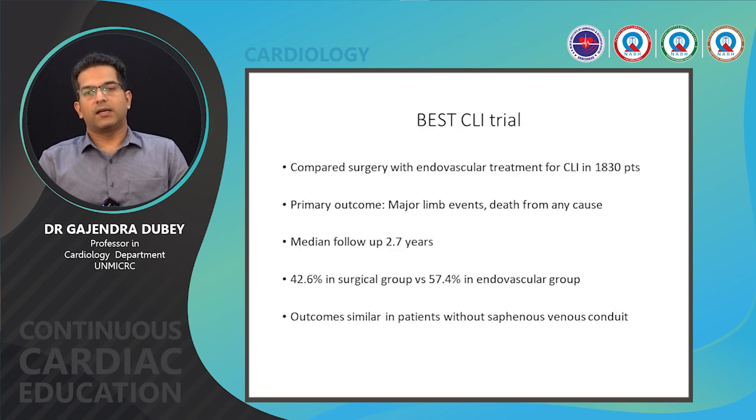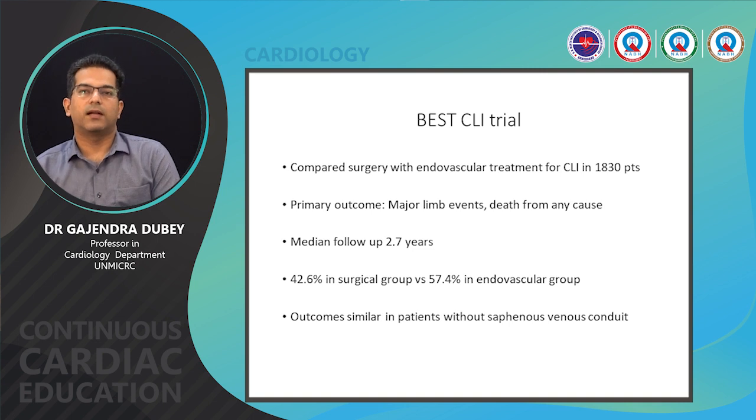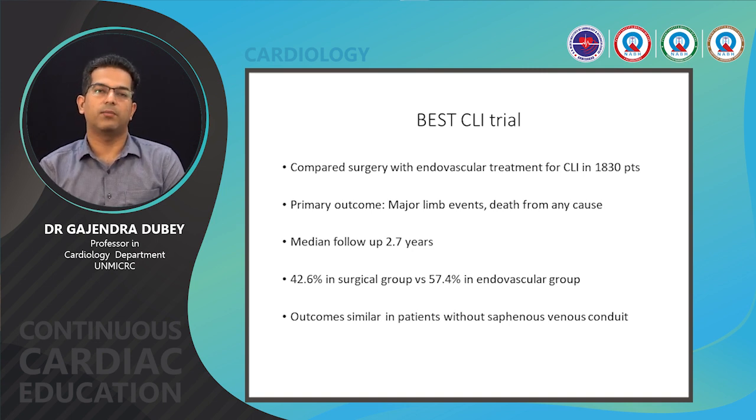So what is the evidence regarding endovascular intervention for CLI? The best or the largest evidence was from the BEST-CLI trial. It was a randomized controlled trial published in the New England Journal of Medicine. So it compared surgery with endovascular treatment for CLI in almost 1800 patients. Almost all these patients had infrainguinal disease. The primary outcome of the trial was a major limb event, which included amputation or death from any cause.